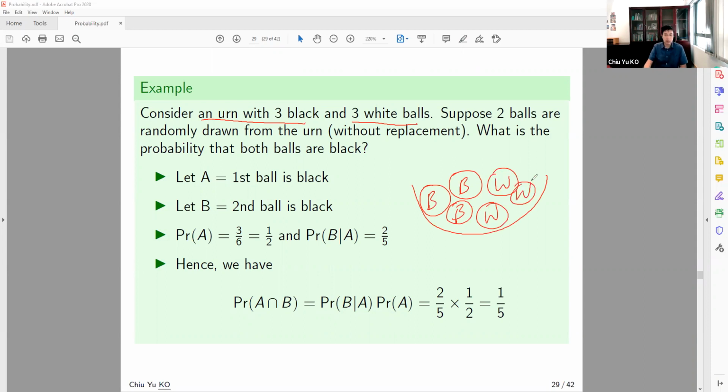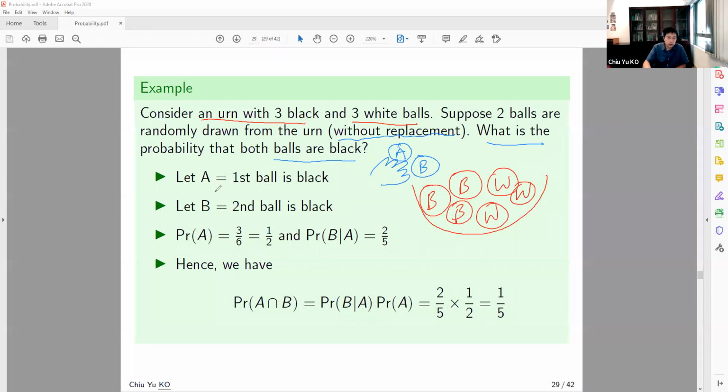What we are going to do is ask someone to pick up 2 balls. The first ball is called A, the second ball B, it doesn't really matter. And it is without replacement. So we pick one up and pick again, and we don't put it back. That's why it's without replacement. Then what is the probability that both balls are black?